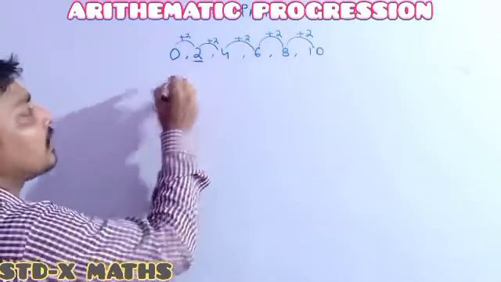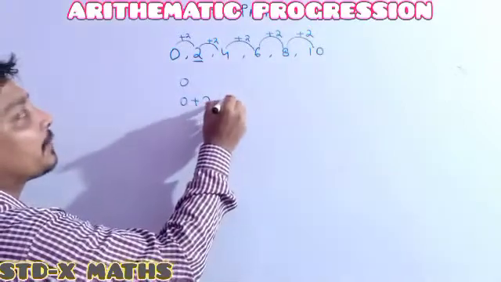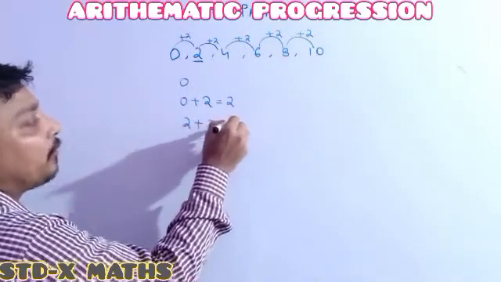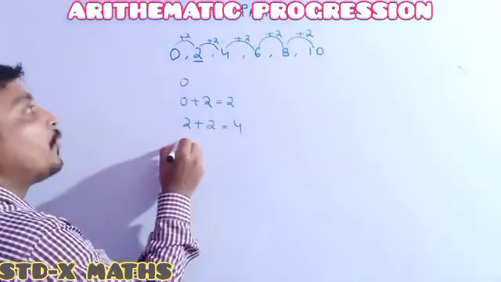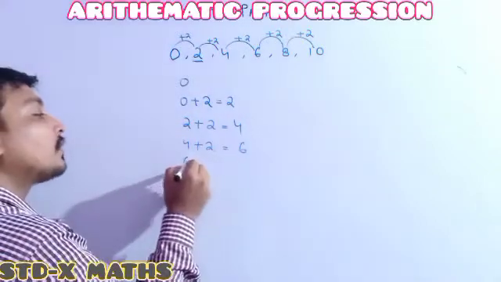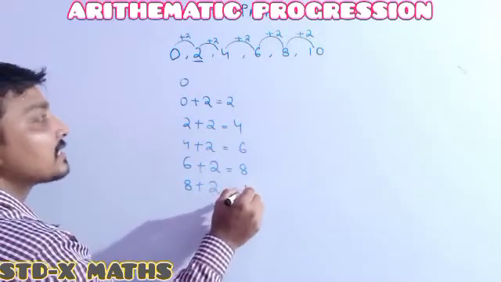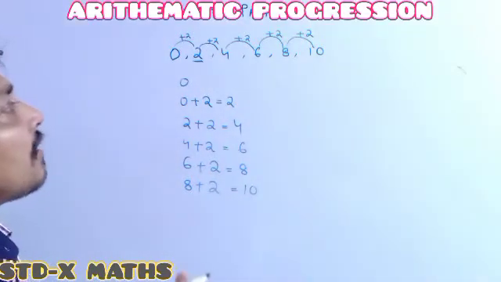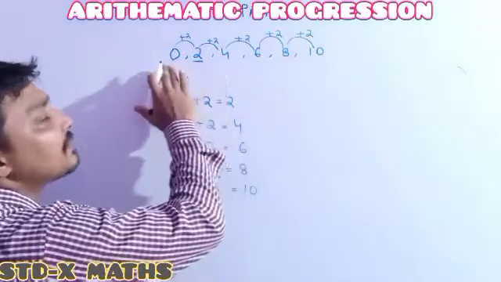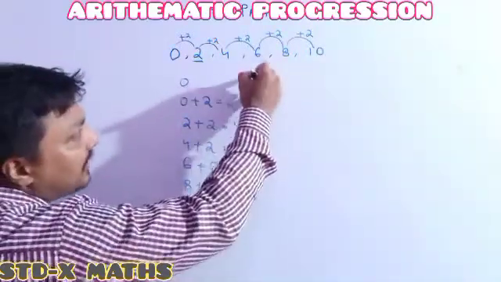See, suppose 0 is the first term. With the 0, whenever I add 2, I can find the second term, which is 2. Whenever I add 2 to the second term, I can find the third term, 4. If I add 2 to the third term, I can get the fourth term, 6. If I add 2 to the fourth term, 6, I will get the fifth term. If I add 2 to the fifth term, I will get the sixth term, which is 10. So this is one of the easier ways, where one can say that every term except the first term can be obtained by adding the common difference to the previous term.